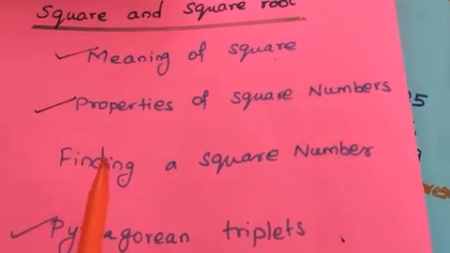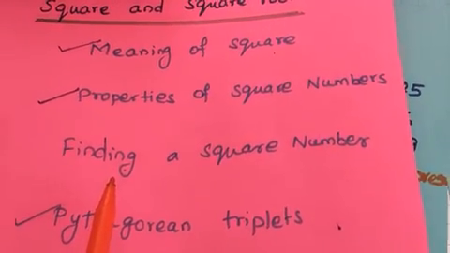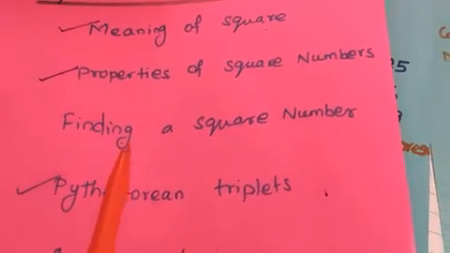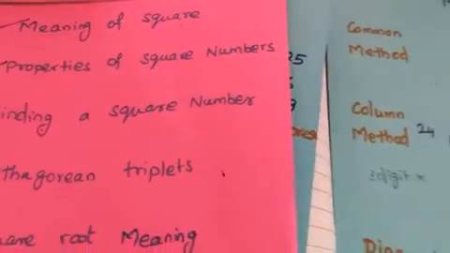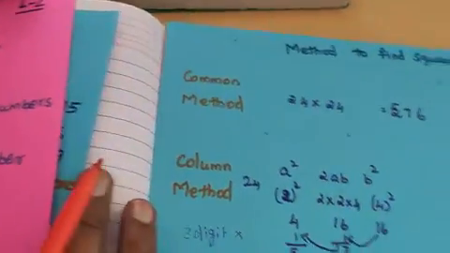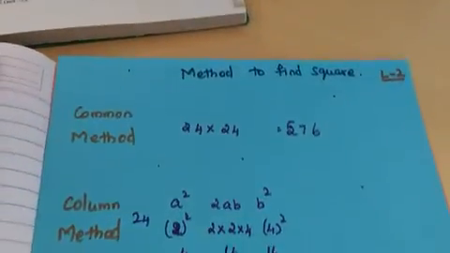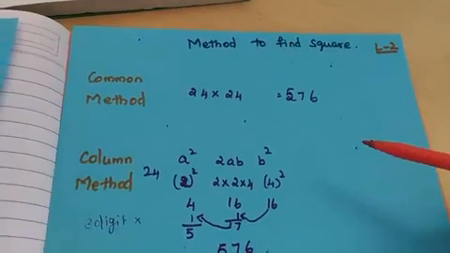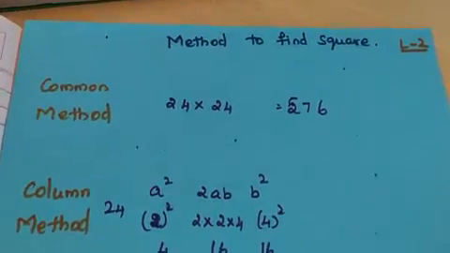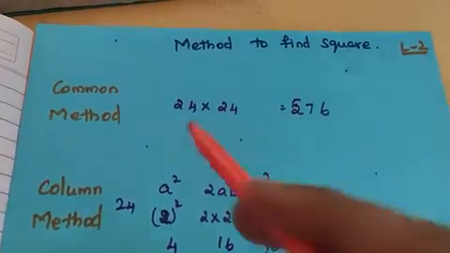Now we are going to do the next one, the third part of the concept, that is finding a square number. So how to find the square of a number? Here I'll explain with 3 different methods so that you can easily find the square of the given number.